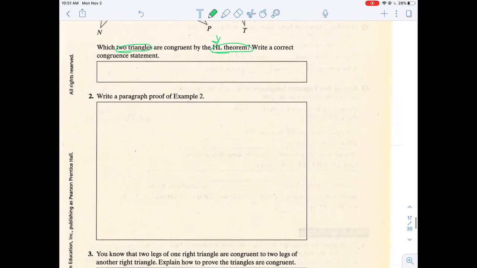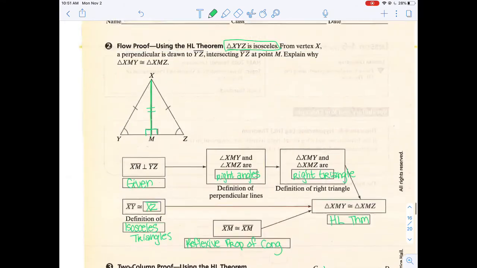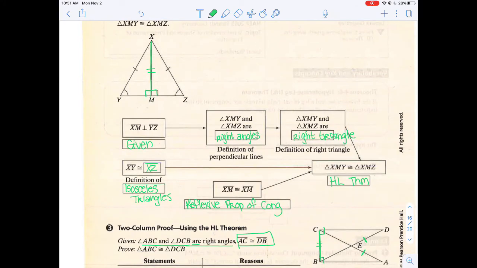Number 2, you're going to write a paragraph proof of example 2. So that was the flow proof that we looked at. So all you're going to do is put this into words. So you could say, it is given that XM is perpendicular to YZ, and triangle XYZ is isosceles. Since line XM is perpendicular to line YZ, angles XMY and XMZ are right angles. And you just keep going, follow the arrows, just make sentences out of what's written there.